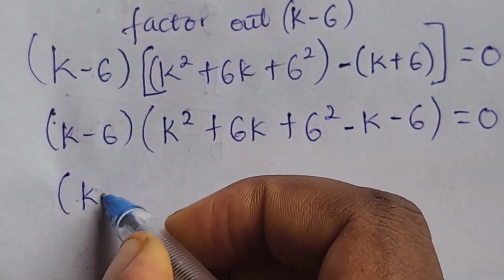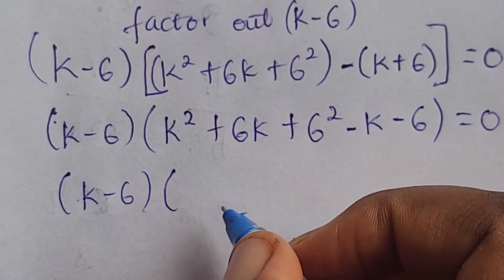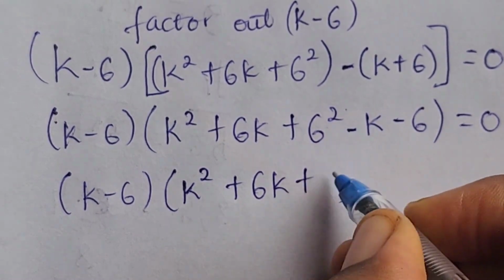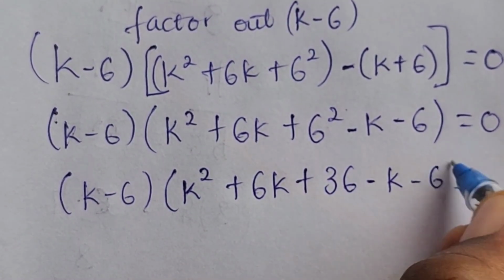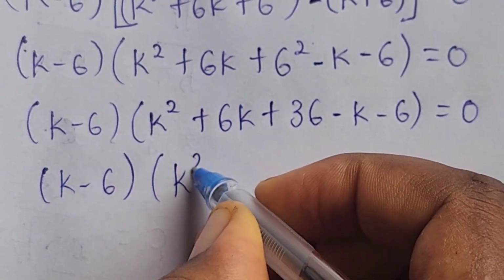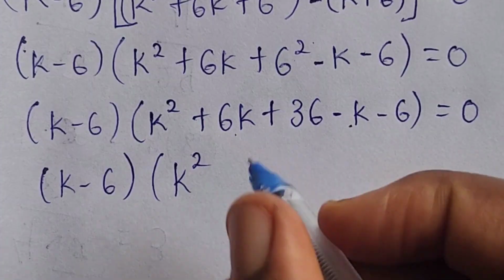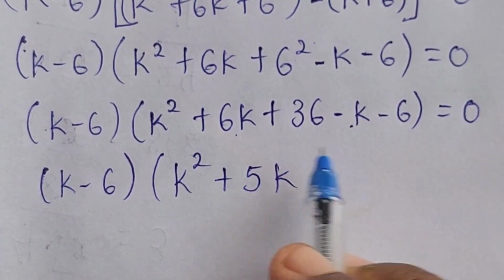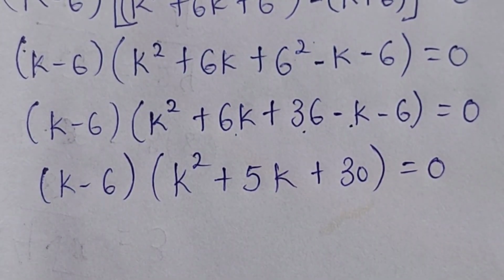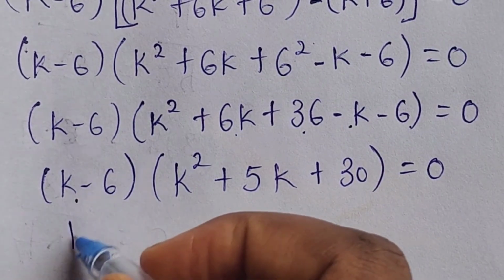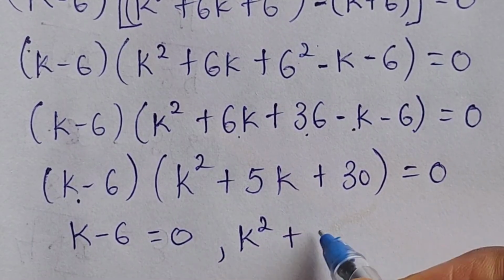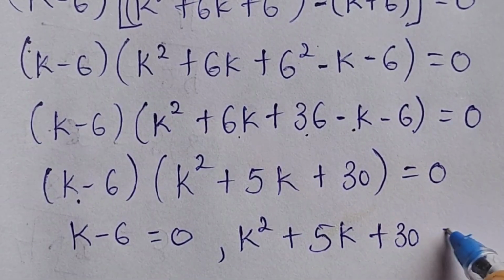So this gives us k minus 6 times k squared plus 6k, 6 to the power of 2, we have 36 minus k minus 6 all equal to 0. So this gives us k minus 6. We have k squared, we have 6k minus k, which is 5k, and we have 36 minus 6, which is 30, equal to 0. So it simply means that k minus 6 is equal to 0, and this k squared plus 5k plus 30 is equal to 0.